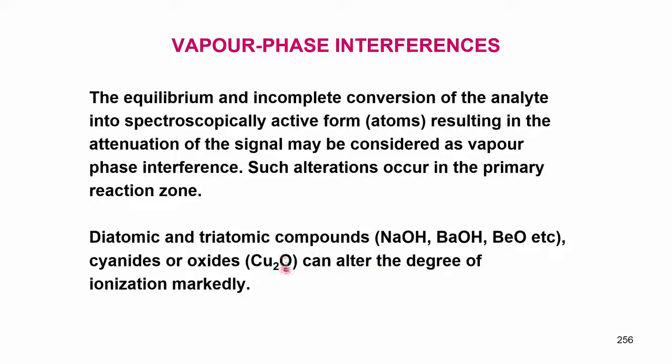Suppose you are taking copper, it may form copper oxide or it may form copper chloride, and the sample can give higher or lower reading depending upon the concentration of the free atoms. So, such compounds like sodium hydroxide, barium hydroxide, barium oxide, beryllium oxide, copper oxide, cyanides, etc., can give rise to problems.